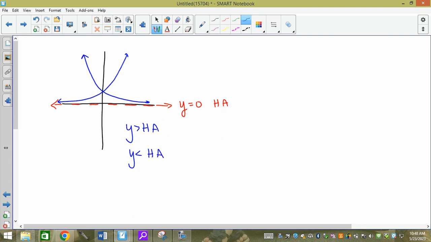What's going to happen in order for it to be less? Reflection in the x-axis. Your y has to be negated. It's range. What's the only thing that affects range? Your y values, right? So your y needs to be negated. If your y is negated, it's downwards. Okay, it's less than.